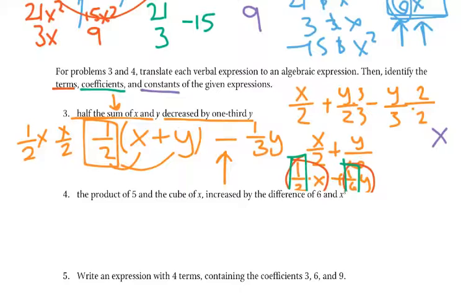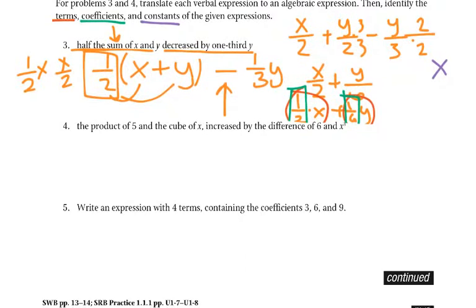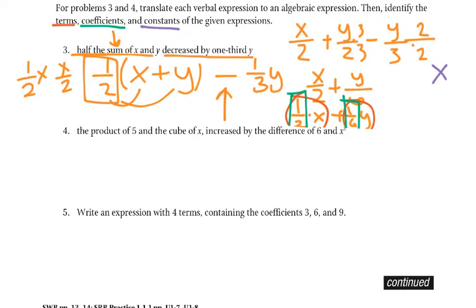Now let's take a look at the next one. So the product of 5 and the cube of x. So product, remember, means multiply. So the product of 5 and the cube of x.